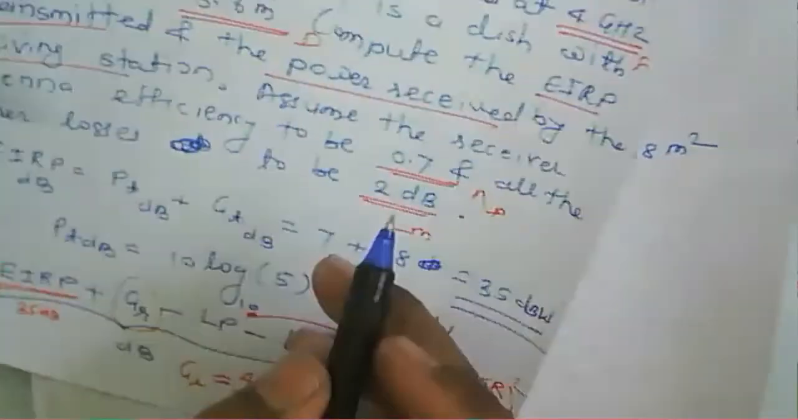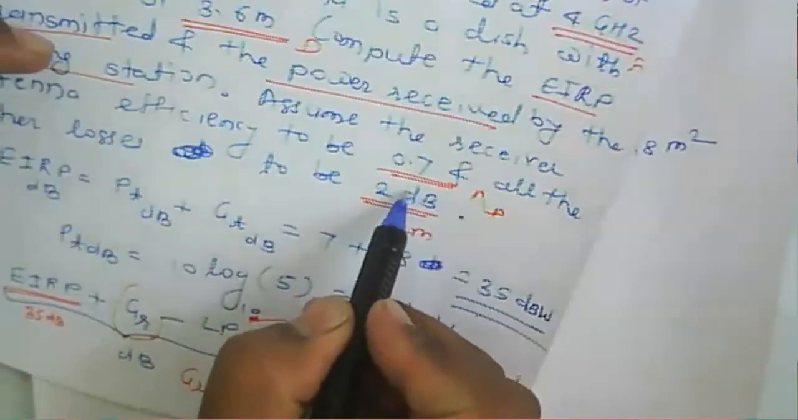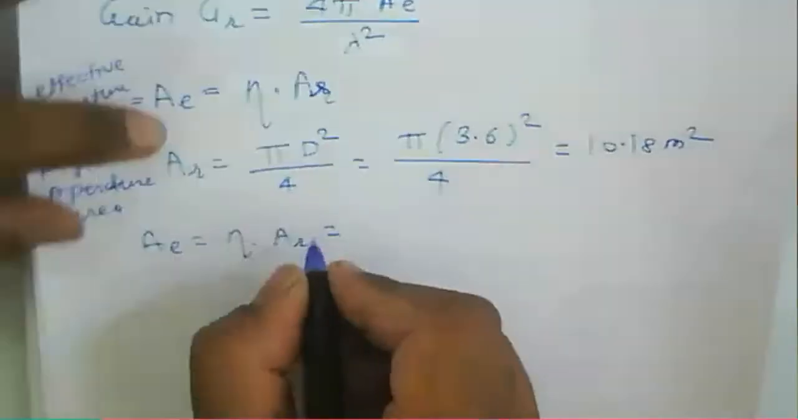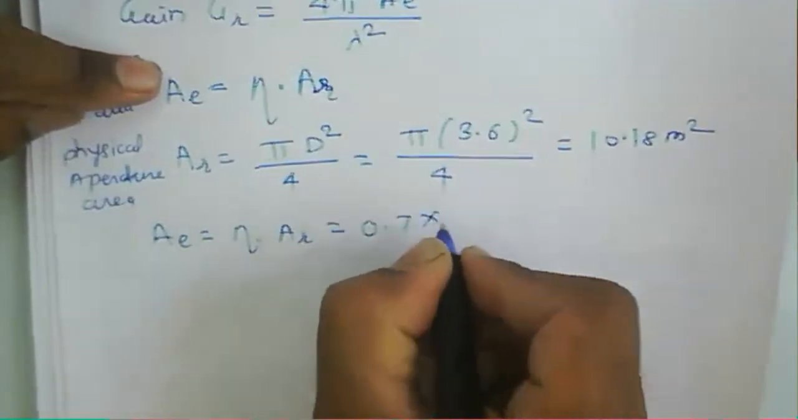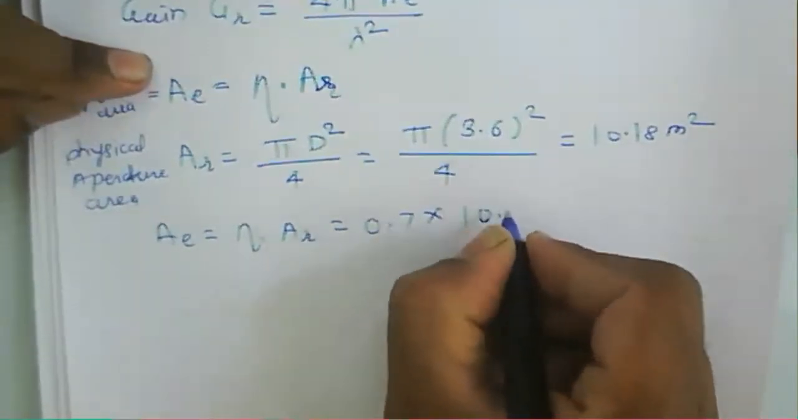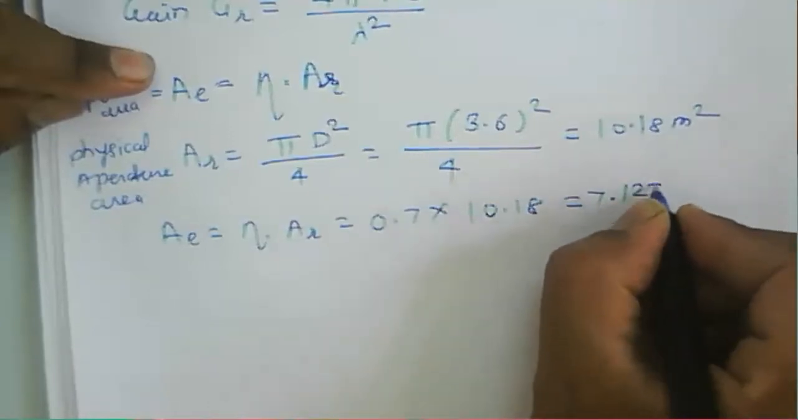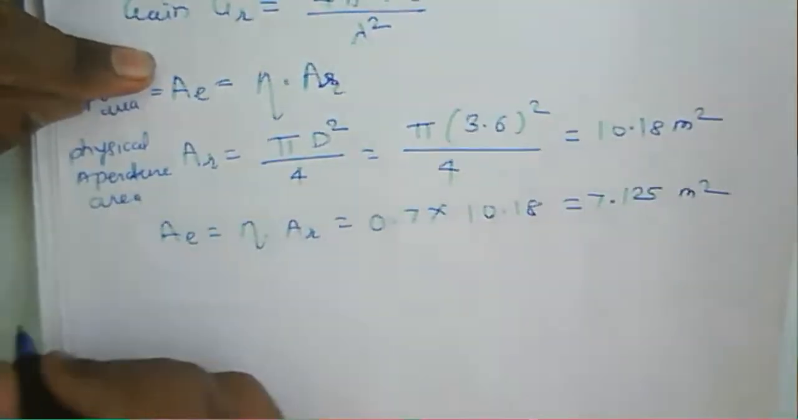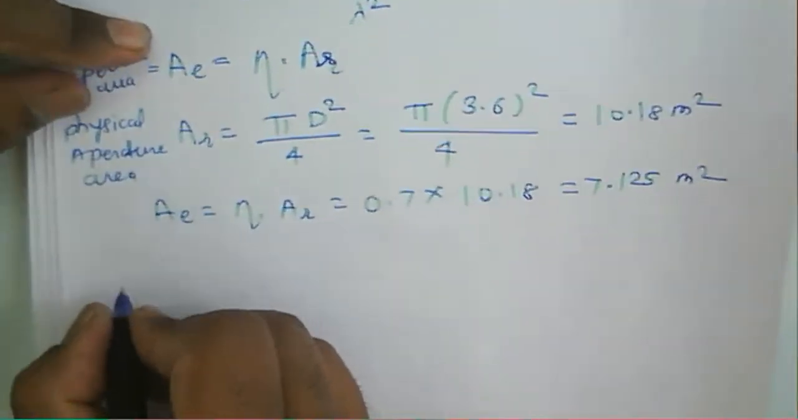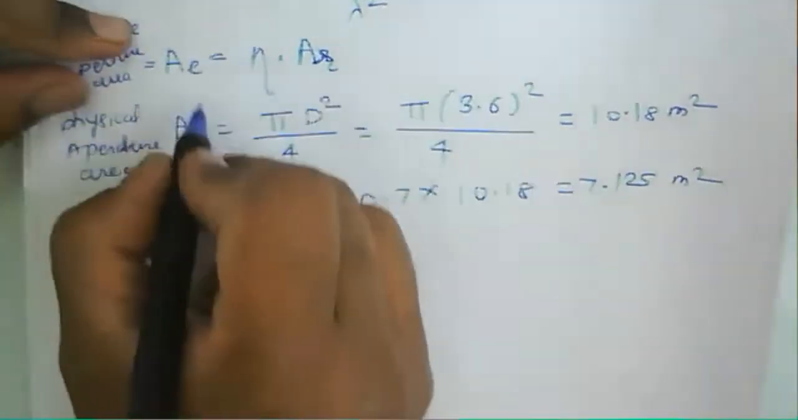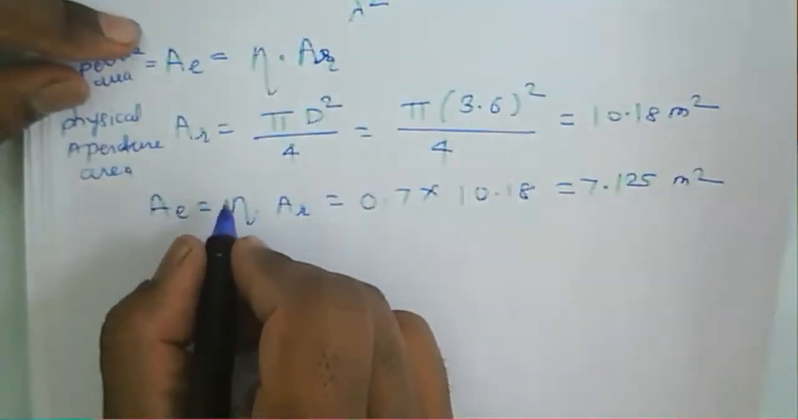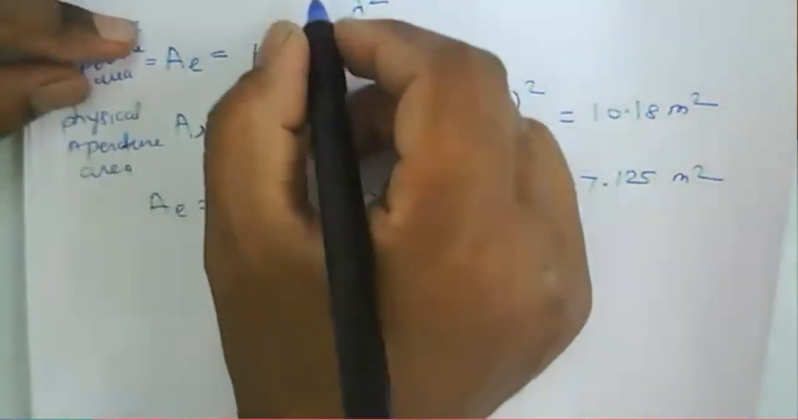Now the efficiency is 0.7, given. So that is about 0.7 into 10.18, which is equal to 7.125 meter square. Then put all the values and you will get the gain.